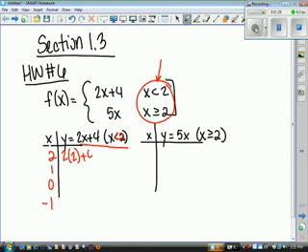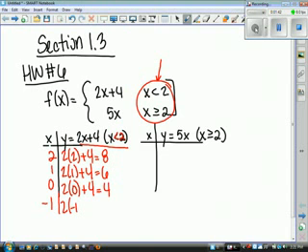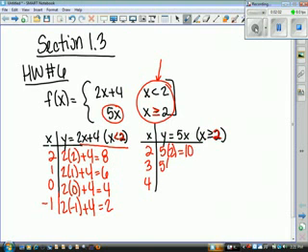So for instance, 2 times 2 plus 4, that would be 4 and 4 is 8. 2 times 1 plus 4, that would be 6. Plug 0 in, you get 4. Plug -1 in, and you get 2. And then over here, since this equation is true when it's greater than or equal to 2, you start out with a 2, and then you pick numbers greater than or equal to 2, like 3 or 4. So 5 times 2 would be 10. 5 times 3 is 15, and then 5 times 4 is 20.